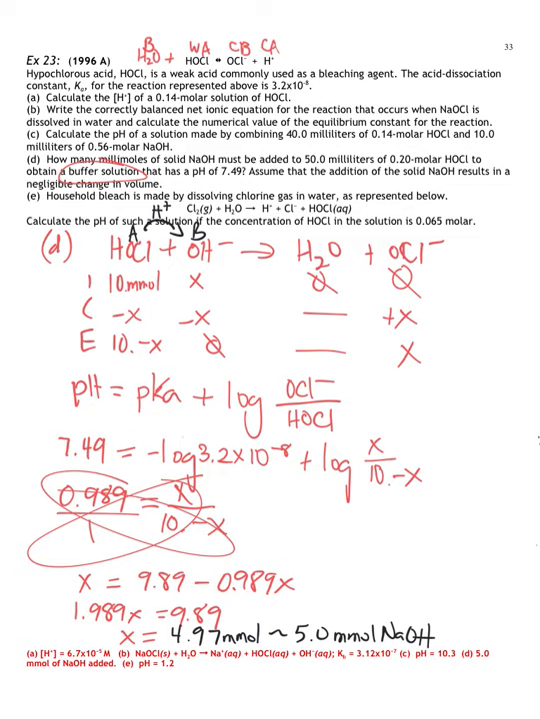All right, let's go to letter E. In letter E, it states, household bleach is made by dissolving chlorine in water as represented below. So you're taking chlorine gas, dissolve it in water to make this bleach here, hypochlorous acid. Now, it says calculate the pH of a solution if the concentration of the bleach in the solution is 0.065 molar.